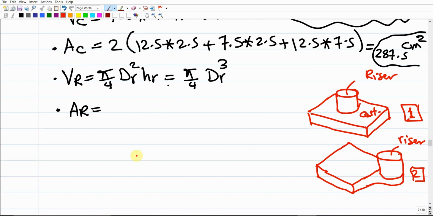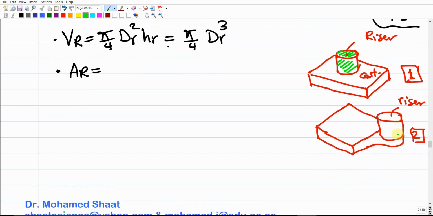So AR should be the surface area of the riser that is touching or exposed to the sand, right? So simply, for this case, which surfaces will be touching the sand? This cylindrical surface, and just this circle on the top. So for this case, we'd have only two areas. But for this one, this cylindrical surface will be touching the sand, in addition to the surface on the top, in addition to the surface down here, because all around will be sand.